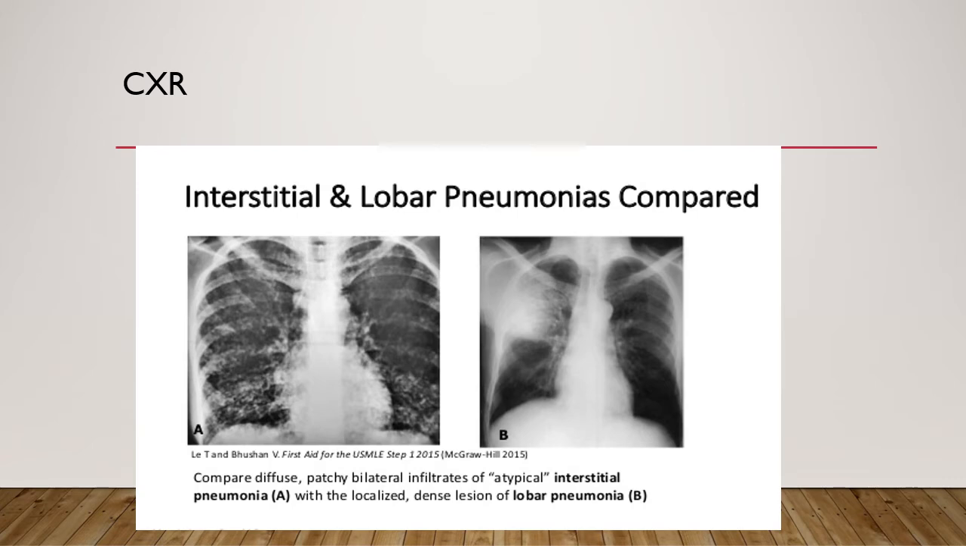Another picture here, as you see, there's interstitial opacification throughout, more so on the right lung field, it's throughout from top to bottom, and here it's more in the lower zones. And here this is the dense consolidation of lobar pneumonia. So this is said to be atypical, and this is said to be atypical, and this is said to be typical lobar pneumonia.